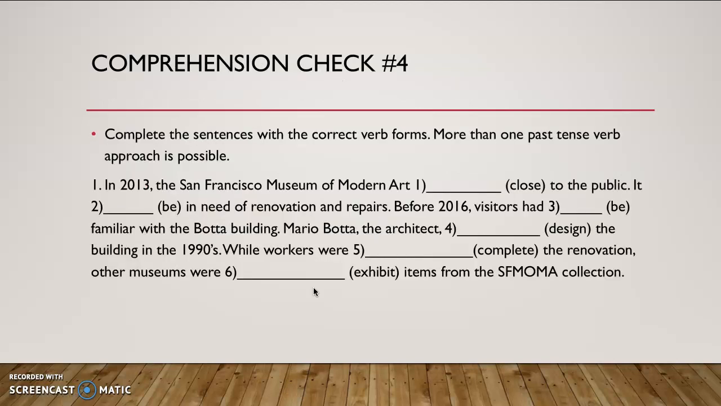Comprehension check 4. Okay, so this is going to be tough. I want you to complete the sentences with the correct verb forms. In some cases, more than one past tense verb approach is possible. Pause the video, and you're going to use the four past tenses to answer this paragraph. And after this, we will move on to the present tense.